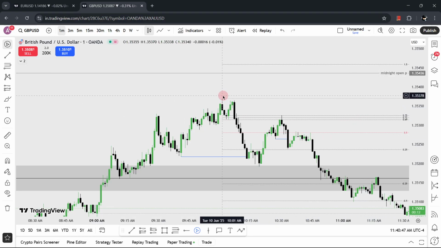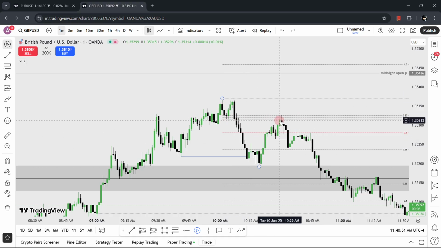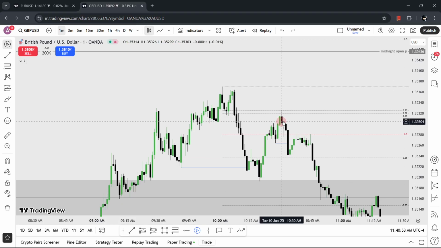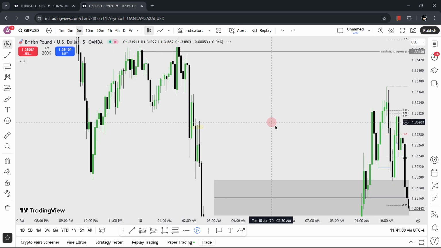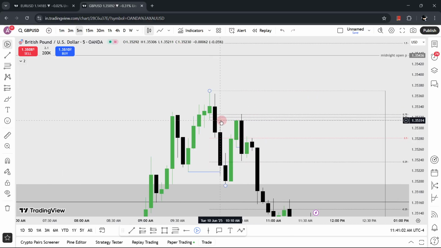After taking the displacement, this is our level. I have talked about these levels in my previous video. These are like golden zones for me. So we're going to a 5 minute chart. We have this 5 minute fair value gap here.